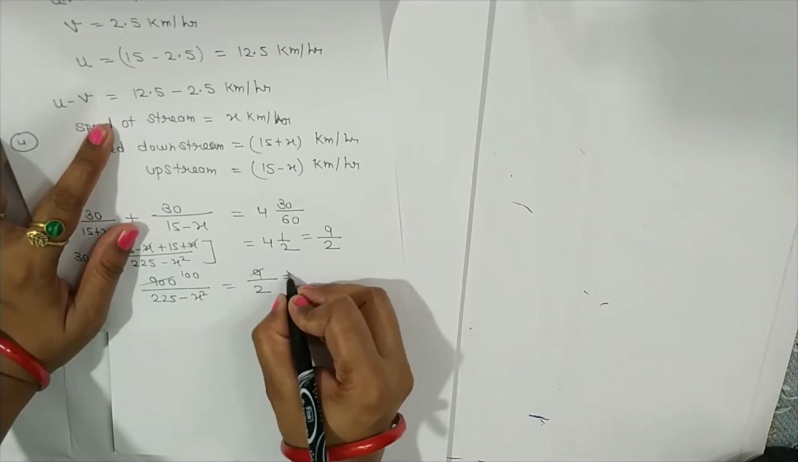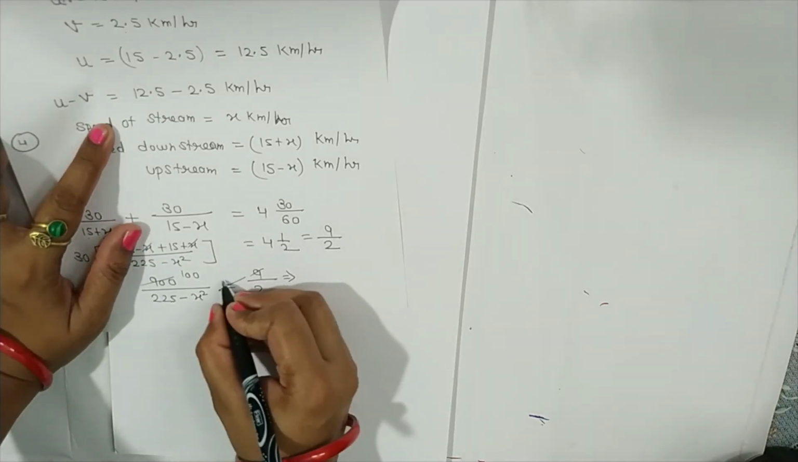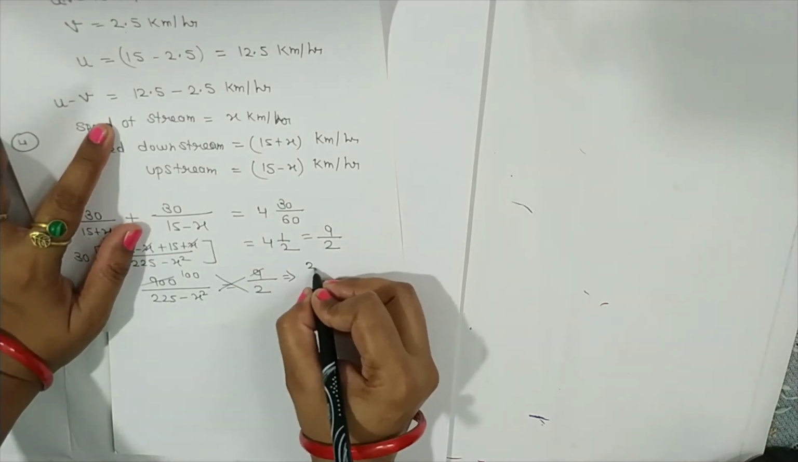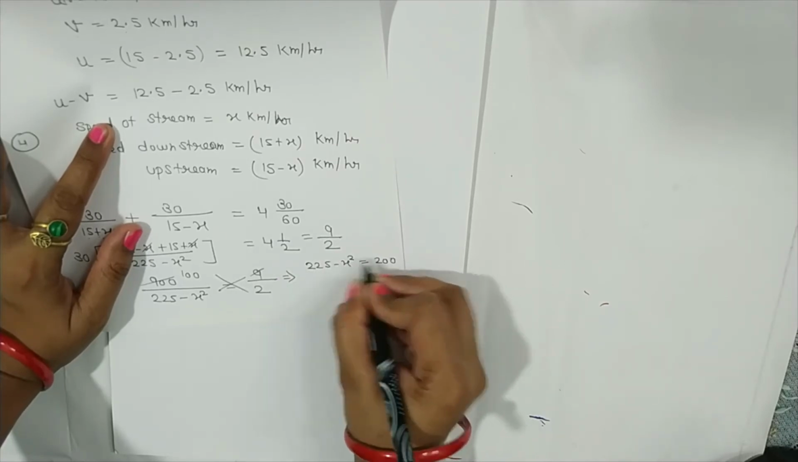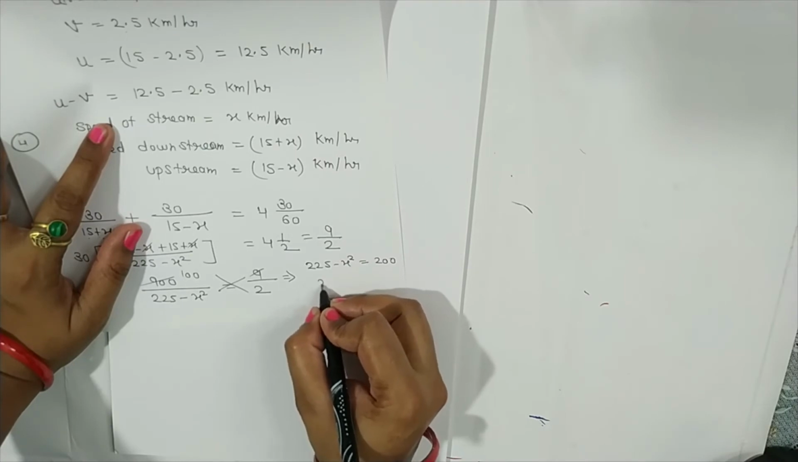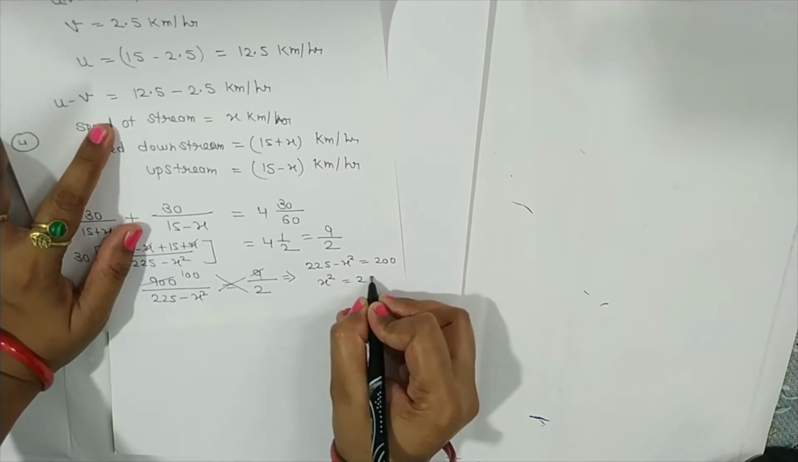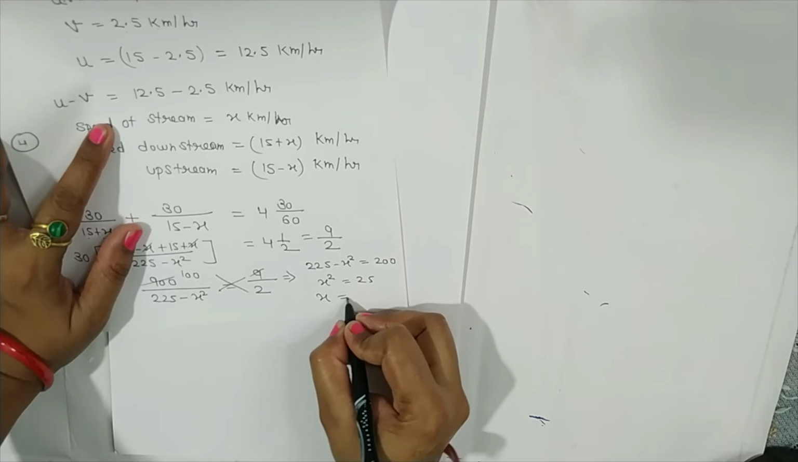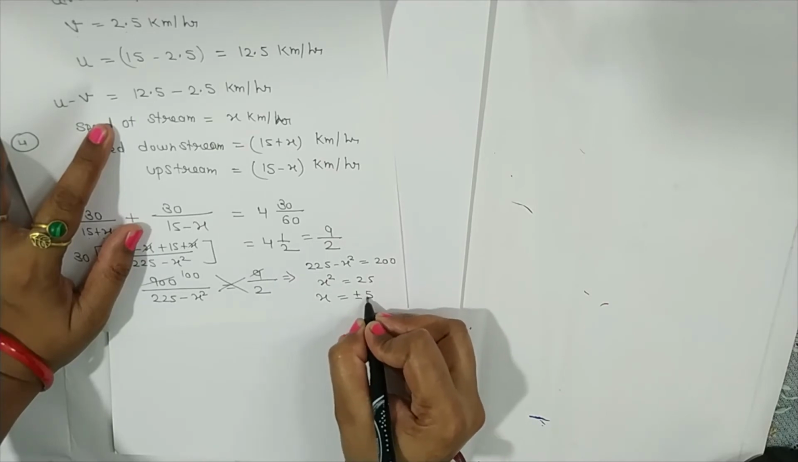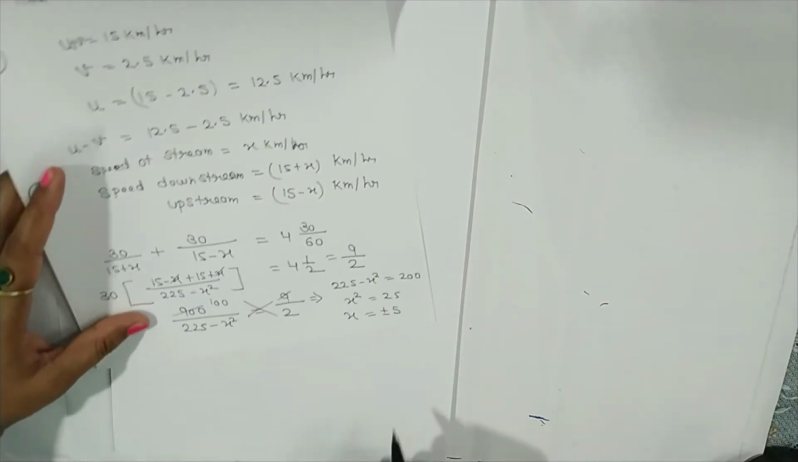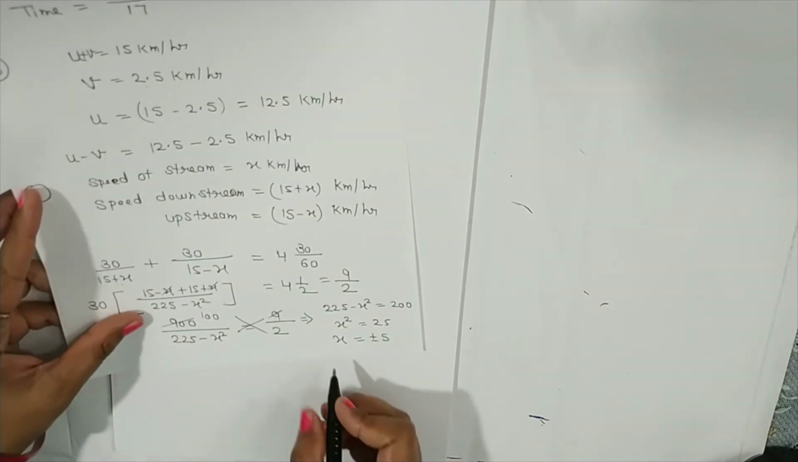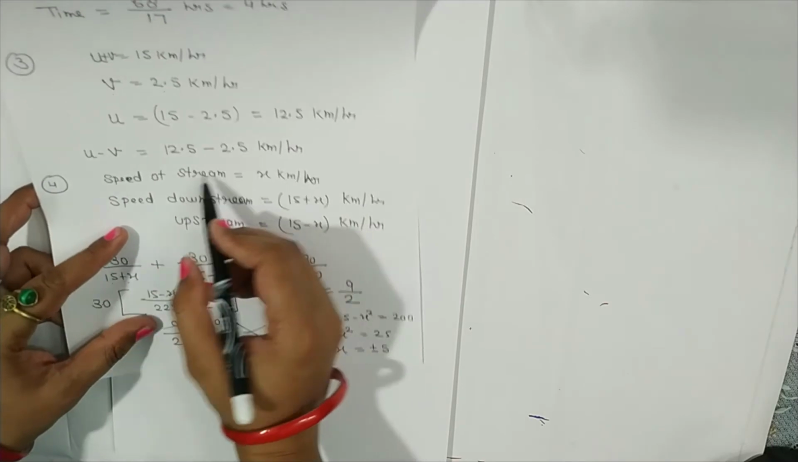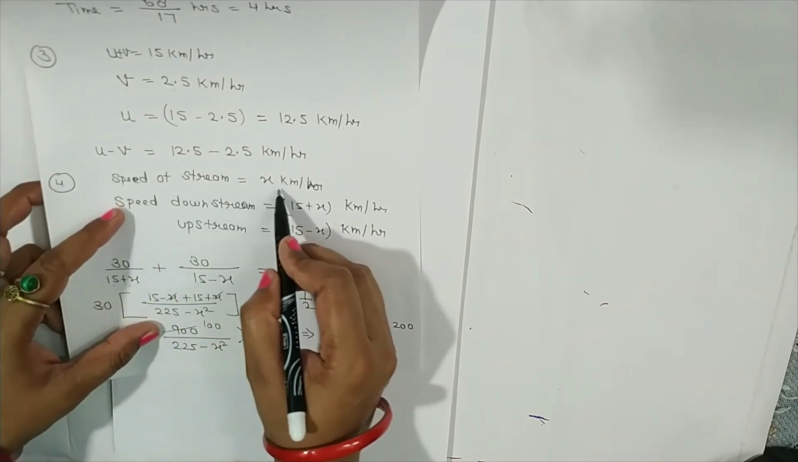Then cross multiplication. So 225 minus x square is equal to 200. Now it will be transferred. So x square is equal to 25. Now x is equal to plus minus 5. Now speed is never negative, so we have to consider 5. It means x is equal to positive 5. So the speed of the stream is equal to 5 km per hour.